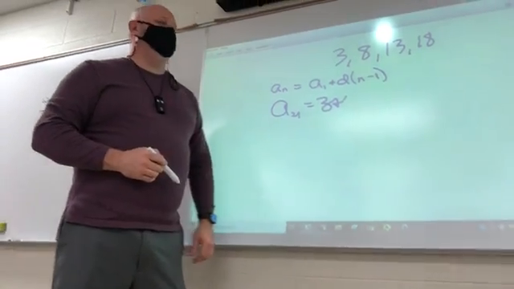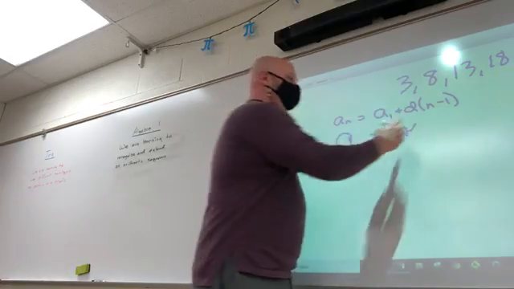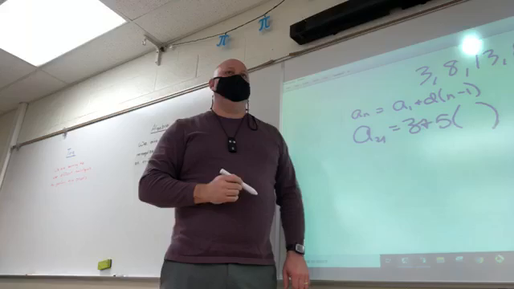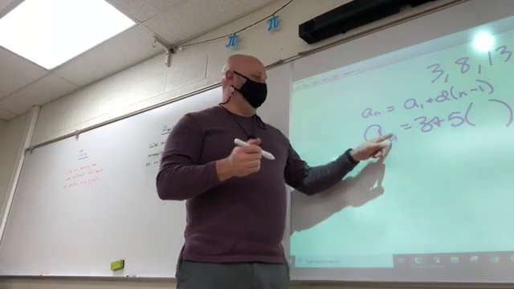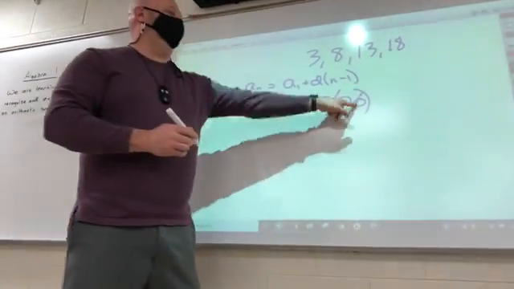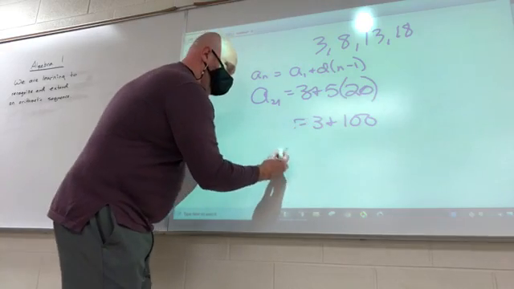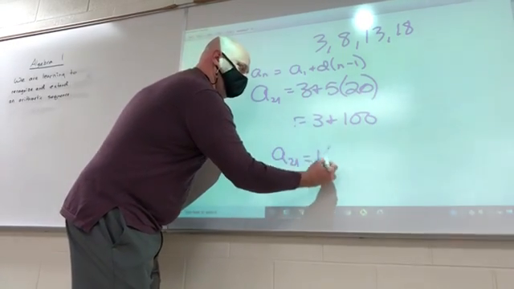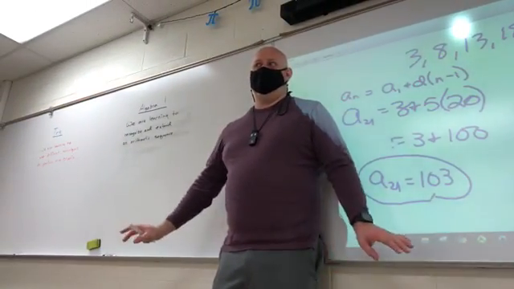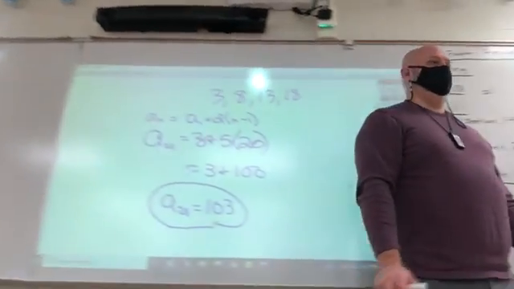Plus, what's the d value? 5, because I'm going up by 5 each time, right? Times, what's n minus 1 going to be? 20, because I'm finding the 21st term, and I go 20. So all I have to do, 5 times 20 is 100. 100 plus 3, the answer is a sub 21 is 103. Done. Easy peasy? Easy? Okay.